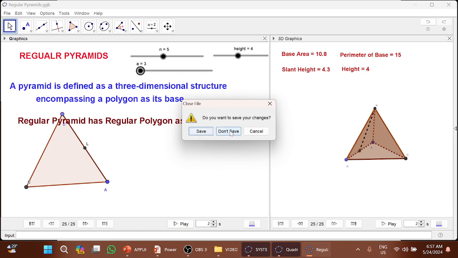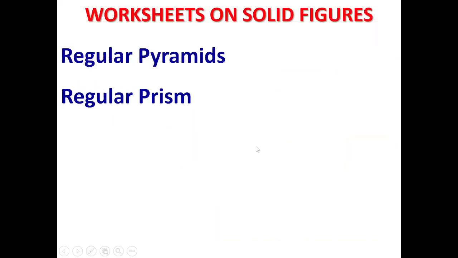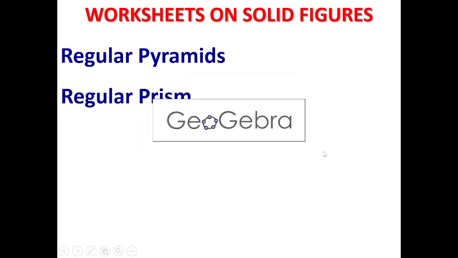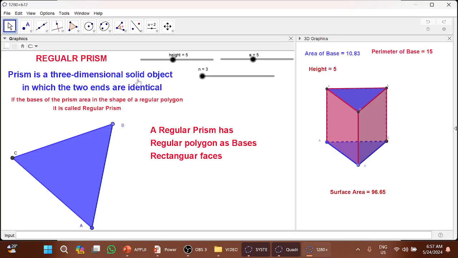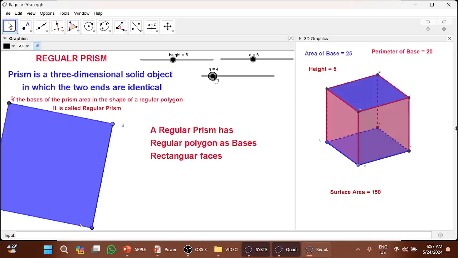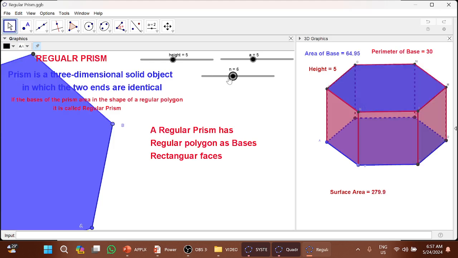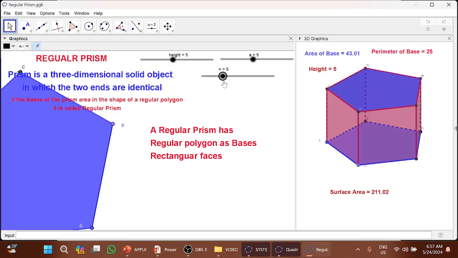Now the child can visualize all the regular pyramids at the same time. Now the regular prism. The child can visualize the difference between a pyramid and a prism also. I have taken a regular prism over here, and you can show the child that a regular prism is a three-dimensional solid figure. Two ends are identical. For the base, once again you see a triangle, then square, then pentagon, and so on. Then you can visualize it, and the child can move it and visualize it also.